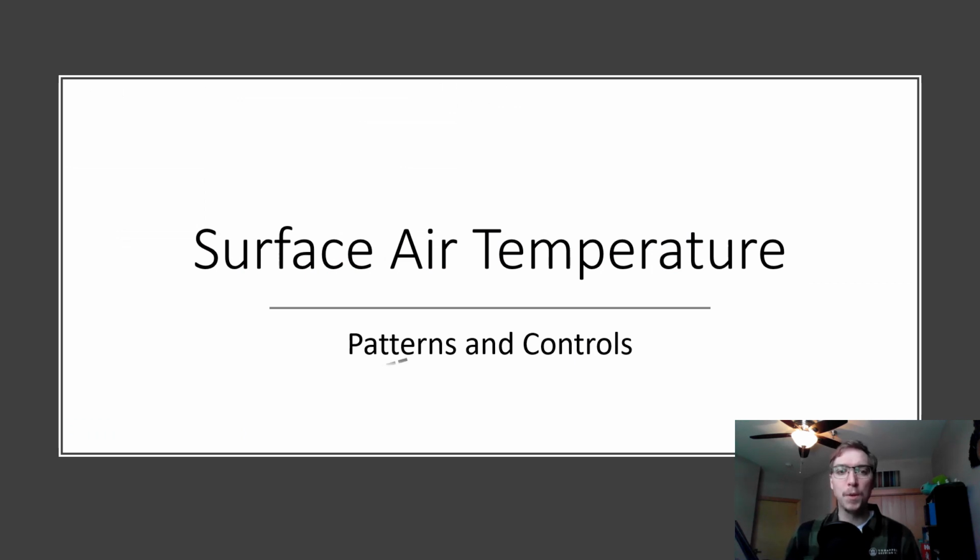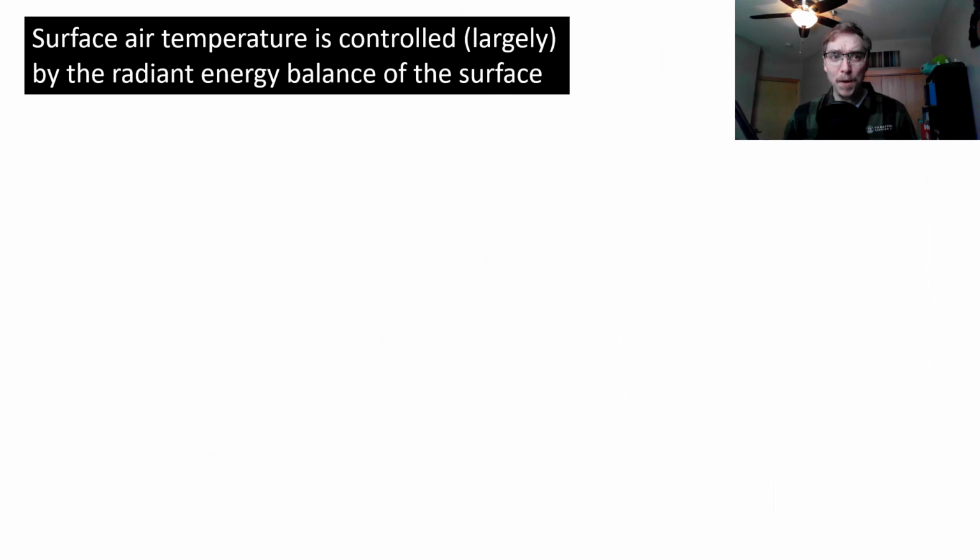So now getting into the diurnal and temporal controls on patterns within surface air temperature. Surface air temperature is controlled largely by the radiant energy balance of the surface. Recall in our last few lectures where we were talking about incoming solar radiation, or insolation, we learned how to calculate some of the things related to insolation for a given place at a given time of year. But we really only have net energy gained through insolation during the time when the sun is visible.